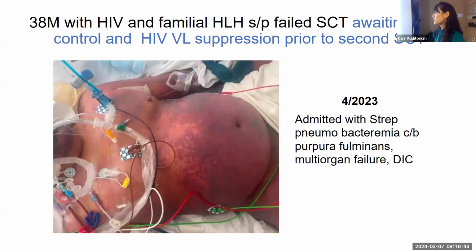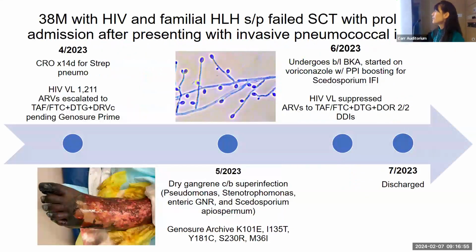And then what happens? This happens. He comes to the hospital and is admitted with strep pneumo bacteremia, complicated by purpura fulminans, multi-organ failure, and DIC. This is his very prolonged hospital course. He gets started on ceftriaxone for his strep pneumo. Because he's viremic with HIV, when he comes in, his ARVs get escalated to Descovy, dolutegravir, and Prezcobix while he's in the hospital, pending this GeneSure Prime that we sent off in the outpatient setting.